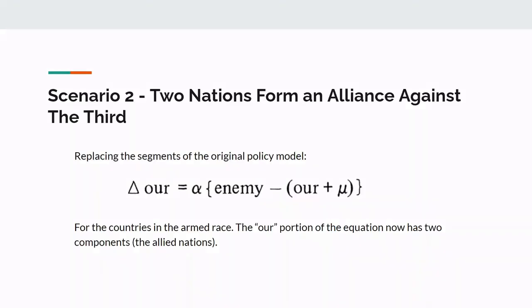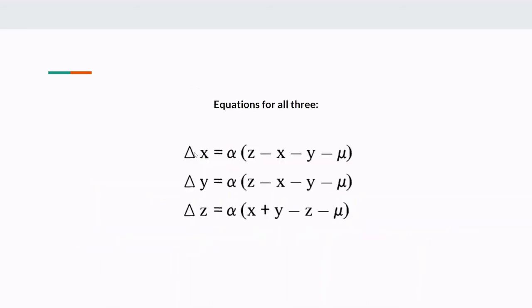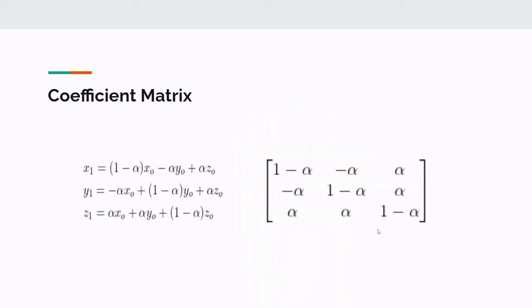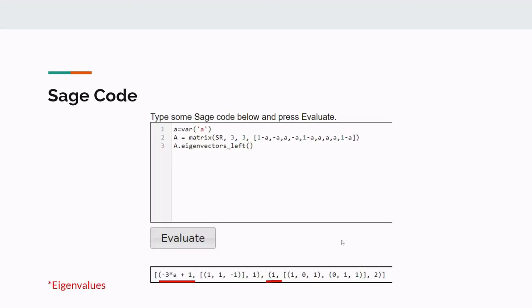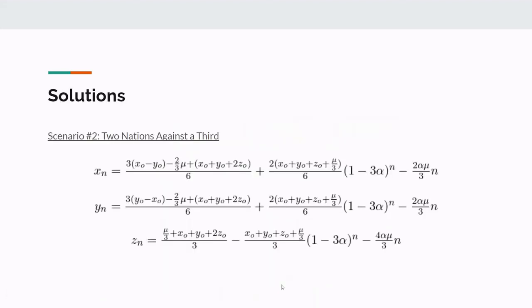In the scenario of two nations forming an alliance against a third, we'll be using the same policy model with differing enemy and our terms. The equations for America, Russia, and China appear here with their respective variables in the right places. If we take the coefficient matrix seen here and make it into this form, we can find the eigenvalues of this matrix. Using SAGE, the eigenvalues are 1 minus 3 alpha and 1. We can see these eigenvalues appear in the solutions provided by the author, where we have the 1 minus 3 alpha term and then some 1.